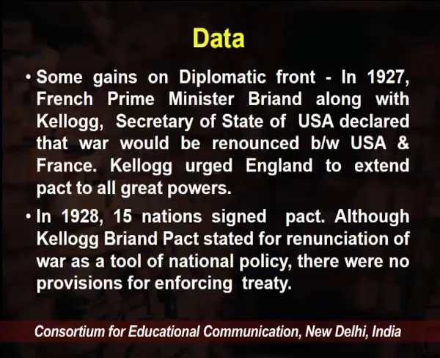And we also see how these countries were making some kind of gains on the diplomatic front as well, and how the French Prime Minister Briand, along with Kellogg, who was the Secretary of State of USA, declared that war would be outlawed between USA and France. Kellogg urged England to extend the pact to all great powers at that point of time, and in 1928, 15 nations signed this pact. Although the Kellogg-Briand Pact stated the renunciation of war as a tool of national policy, there were no provisions for enforcing this treaty. So we find that different kinds of agreements were being signed at that point of time, but how these agreements were to come into operation was also to be seen during this time.